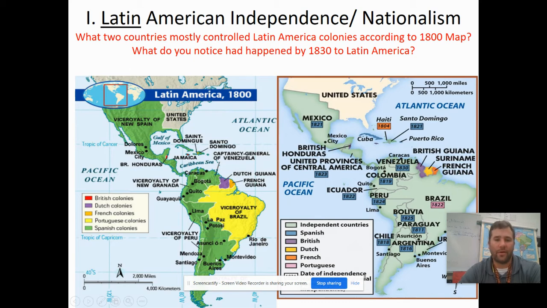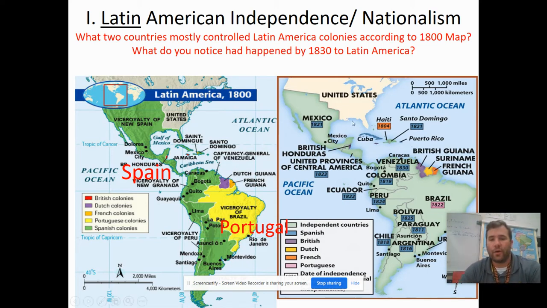So if you look at the map here, you'll see what it looked like in 1800. And if you notice, there were two countries that dominated Latin America. Those two countries were Spain, which are all the green spots, and Portugal. And it is for that reason these two languages of Spanish and Portuguese are based on Latin, hence the name Latin America. Okay, Latin was the language of the Roman Empire, and Spanish, Portuguese, and Italian are all languages based on Latin. Same thing with French. French is based on Latin too.